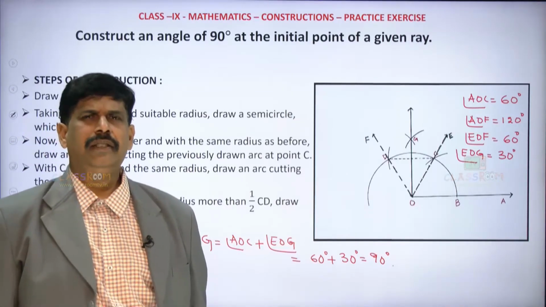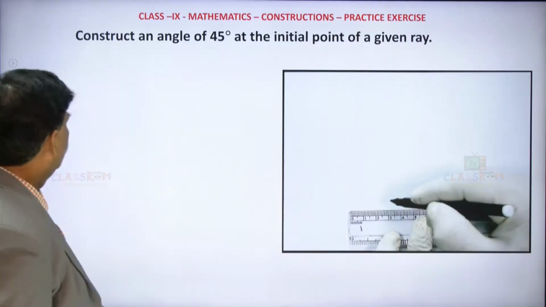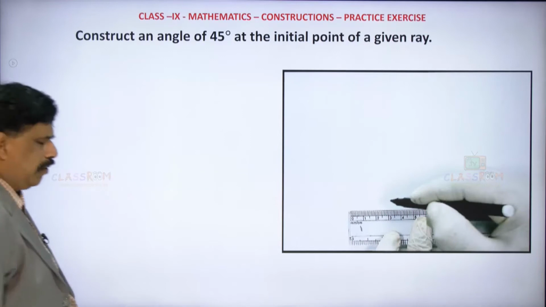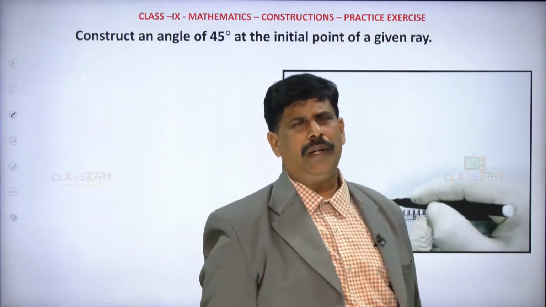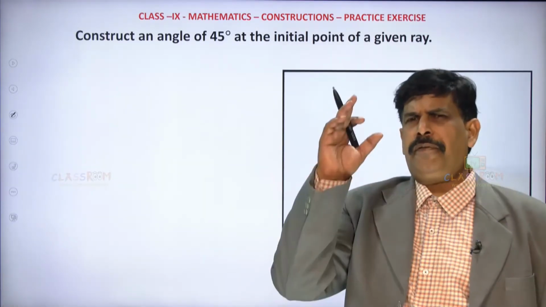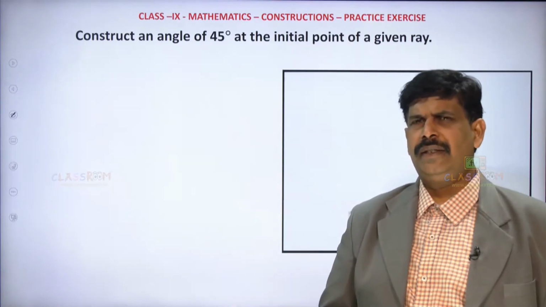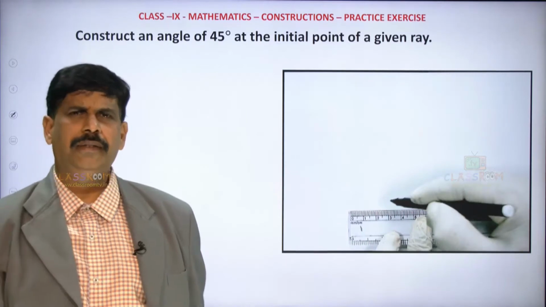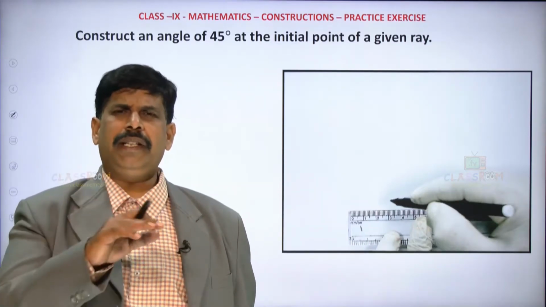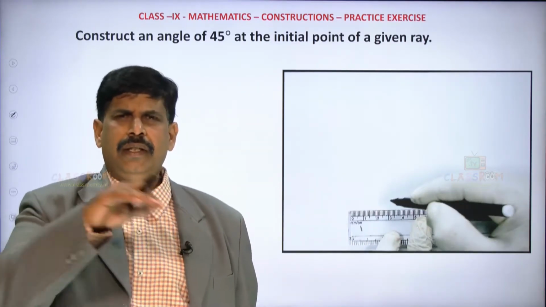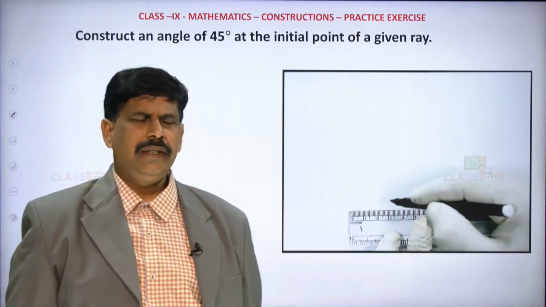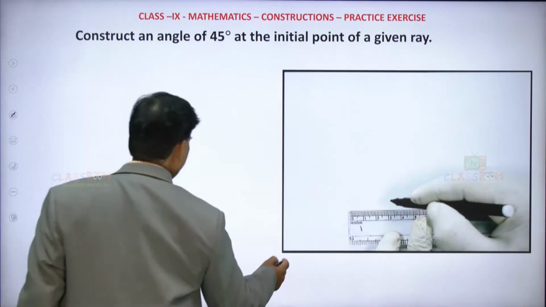See the next one now. Construct an angle of 45 degrees at the initial point of a given ray. Just now we learned how to draw 90. So after drawing the 90, draw the bisector of 90. That will be 45. Draw the angle bisector of the 90 degrees. So 90 bisects into 45 and 45. Clear? Now let us see the construction here.